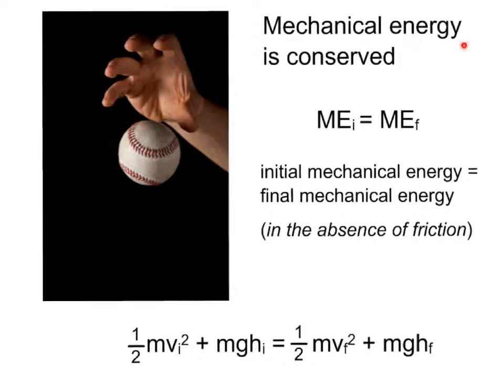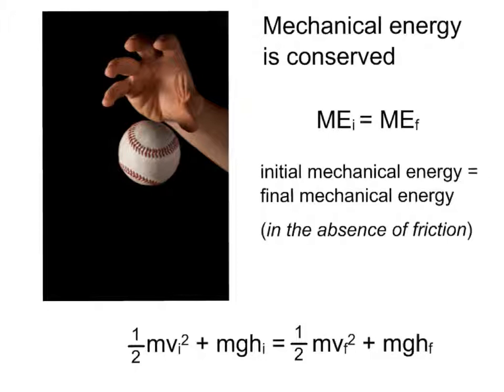So mechanical energy is conserved. The amount that we start with of total mechanical energy will be the amount that we end with in a closed system. That means in the absence of friction, because friction generates thermal energy, and that's energy that is outside of the parameters of our system, so that's different. But in our closed system, mechanical energy is conserved when there's no friction, meaning the initial mechanical energy is equal to the final mechanical energy.